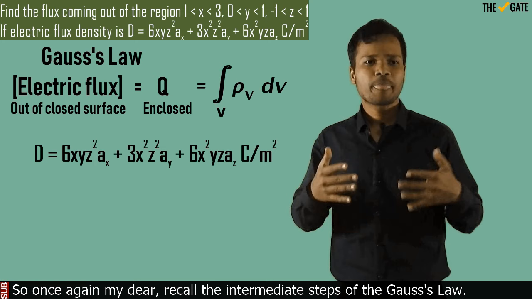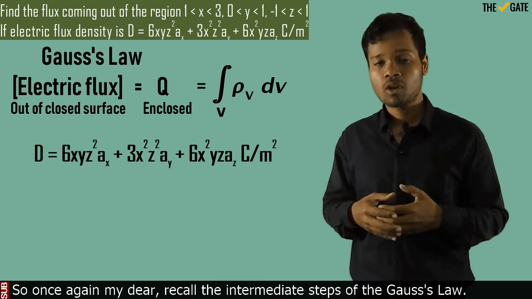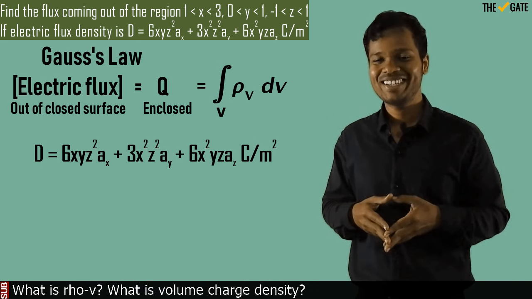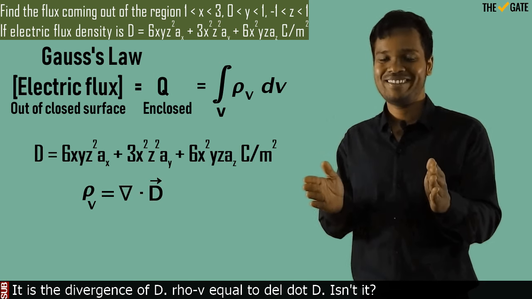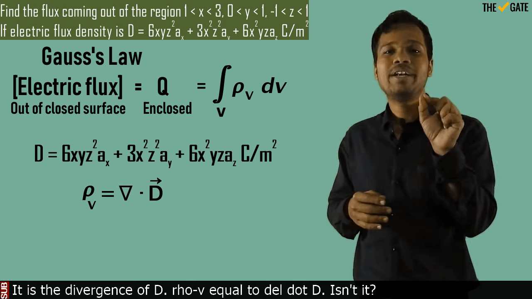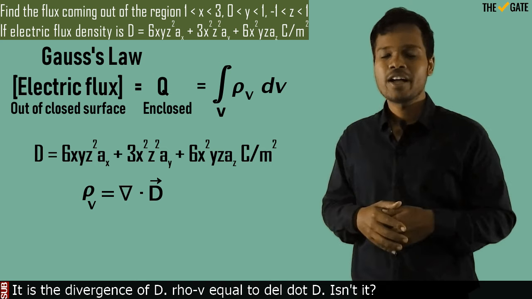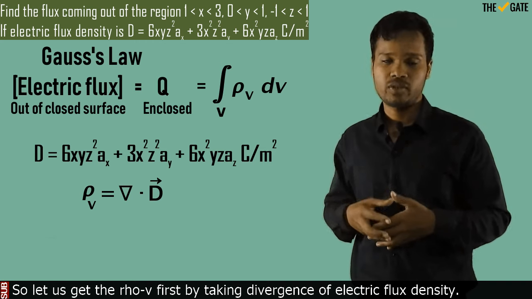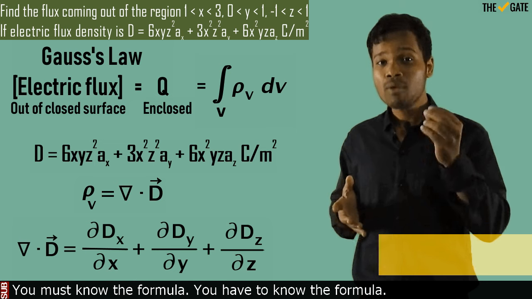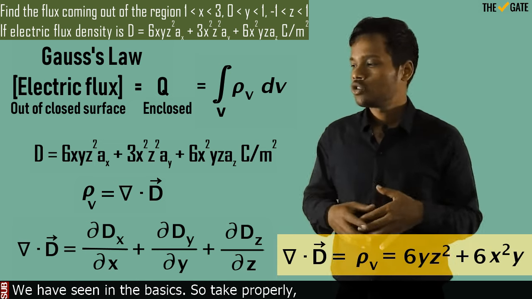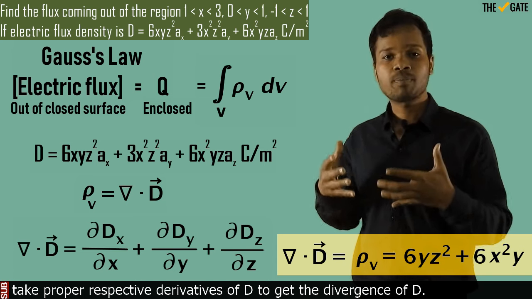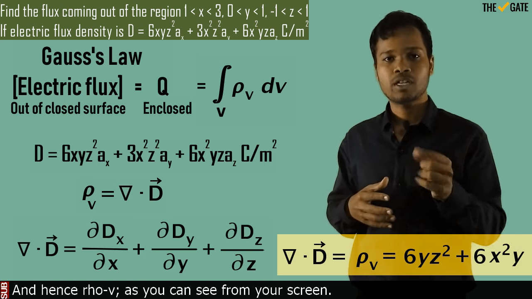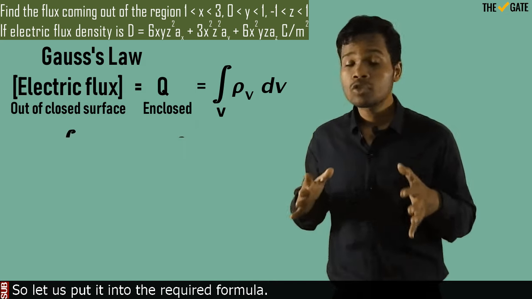So once again, my dear, recall the intermediate steps of the Gauss law, or particularly recall the point form of the Gauss law. What is rho v? What is volume charge density? It is the divergence of D. Rho v equals del dot D, isn't it? So let us get the rho v first by taking the divergence of electric flux density. You must know the formula; we have seen it in the basics. So take proper respective derivatives of D to get the divergence of D, and hence rho v, as you can see from your screen. So let us put it into the required formula.